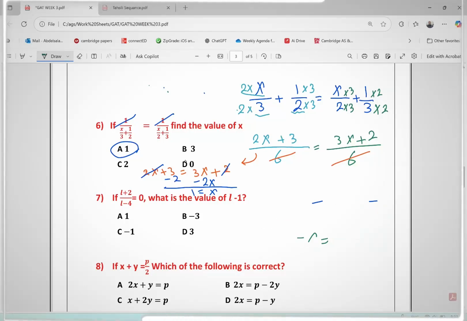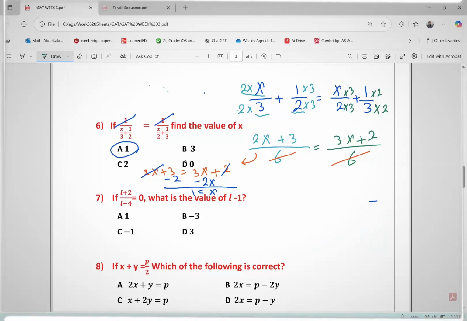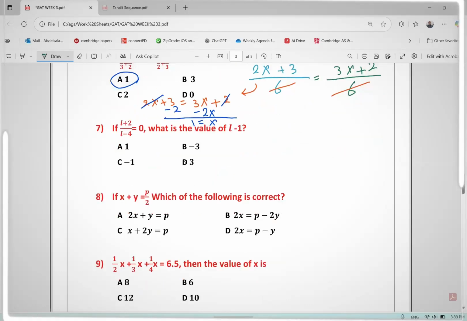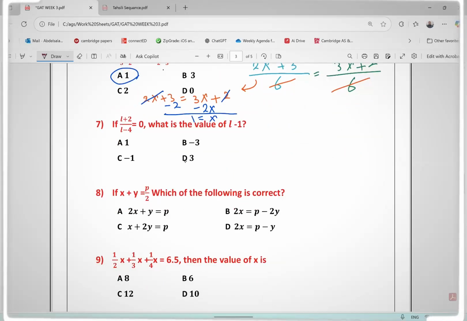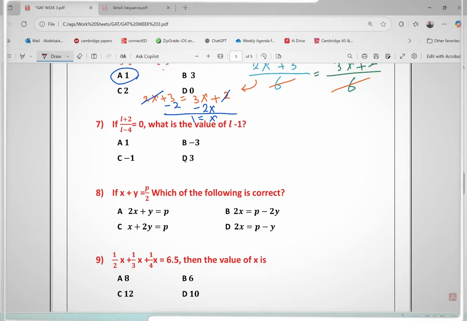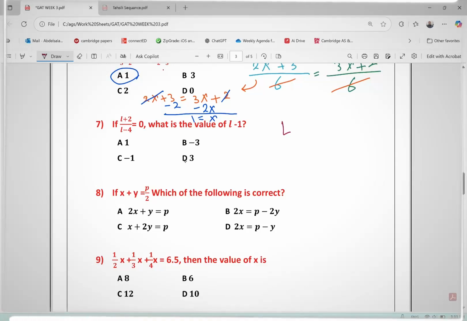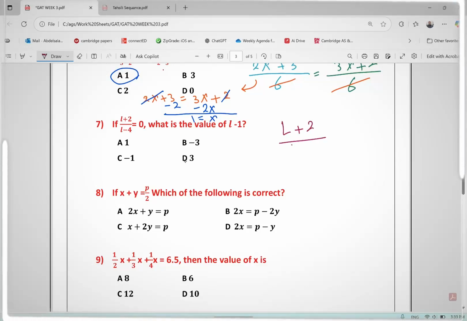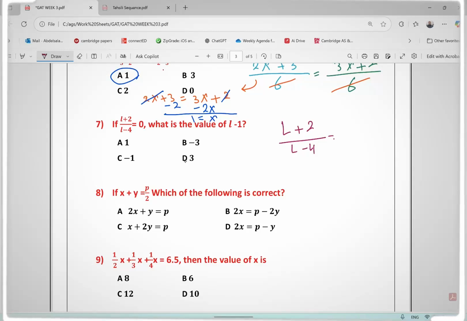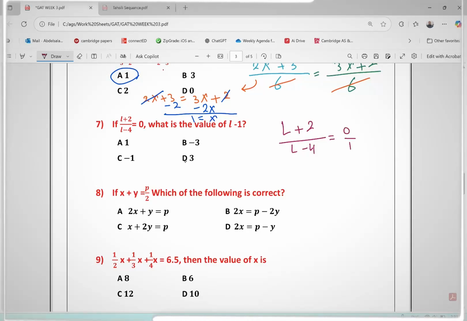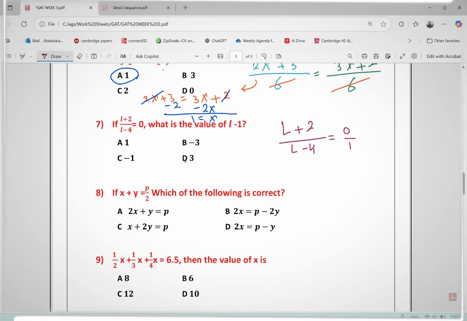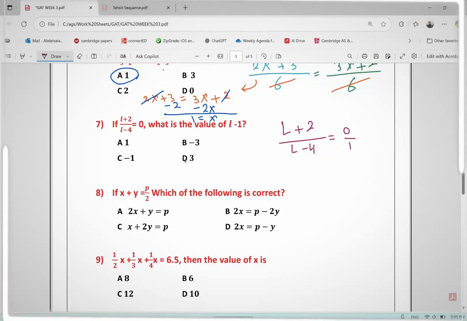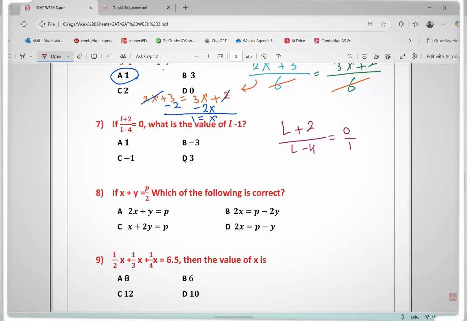Let's move to the next question. Question number 7. He said L plus 2 over L minus 4 equals 0. So what is L minus 1? Okay. Bismillah ar-Rahman ar-Rahim. L plus 2 over L minus 4 equals 0. Can I write 0 over 1? Tell me why? Because I have a fraction here, so here also we should have a fraction.